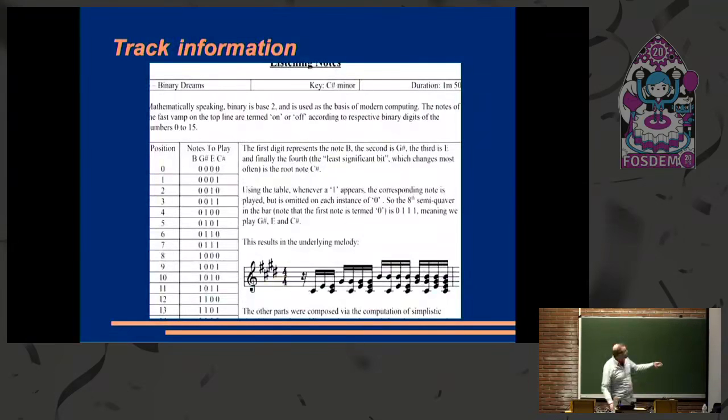And this is the sort of track information I had to write. Yeah, I was not kidding. It is computery.